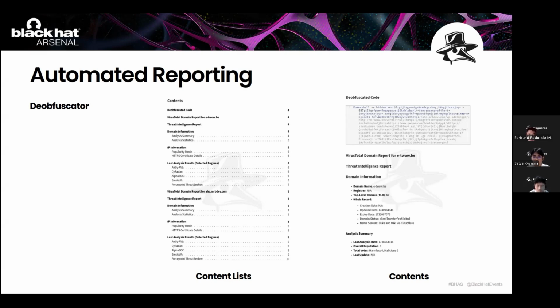And lastly, the deobfuscator reporting results consist of deobfuscated code, threat intelligence report, domain information, IP information, and last analysis result inside the content list. Inside the content itself, in the detailed context on the right side, there is the deobfuscated code result that was done by the application first, and then the IOC check result, which was found by the application, if any, inside the deobfuscated code. So users will get the deobfuscated code results and the IOC check results inside the same report. So the user doesn't need to do another IOC check to check the domain or IP related to the deobfuscated code. Next.